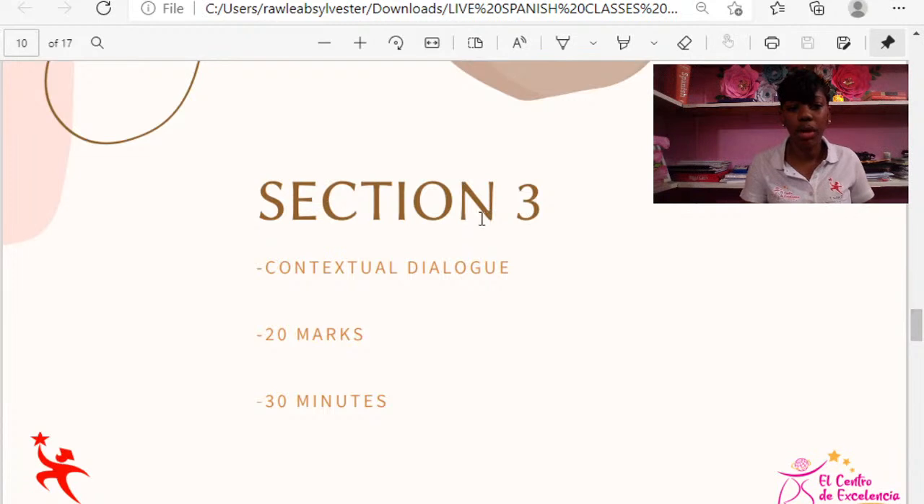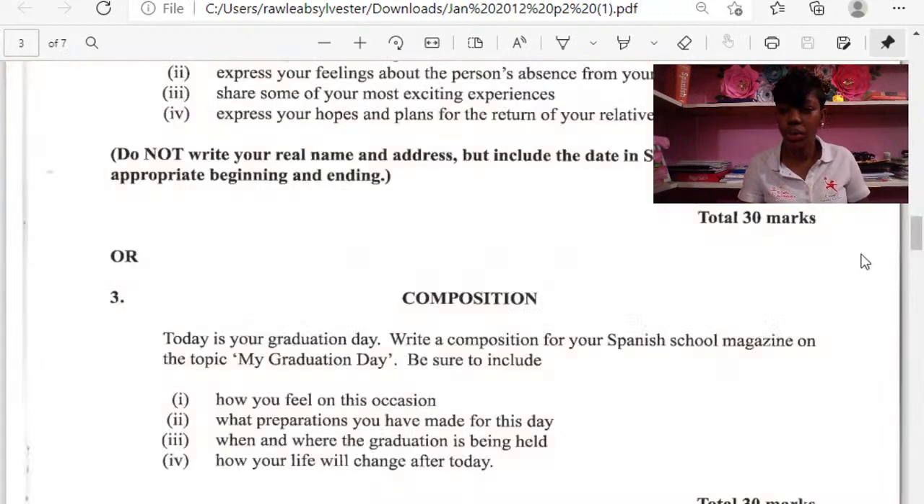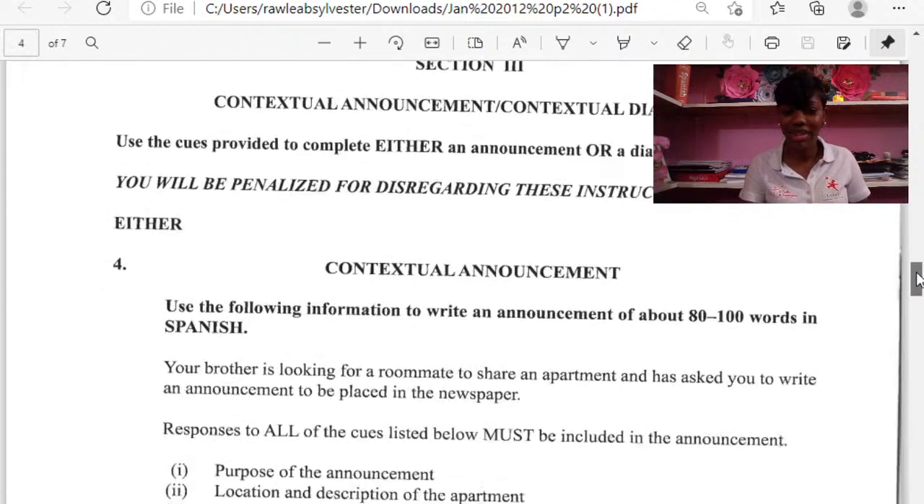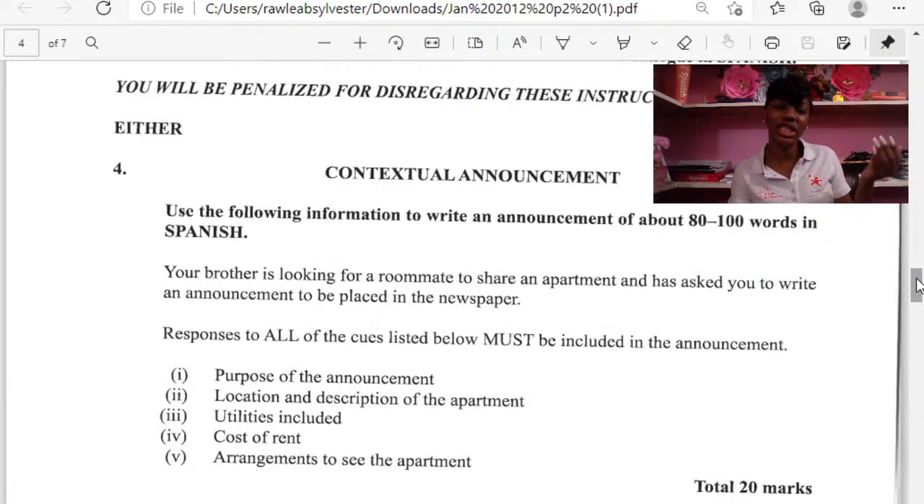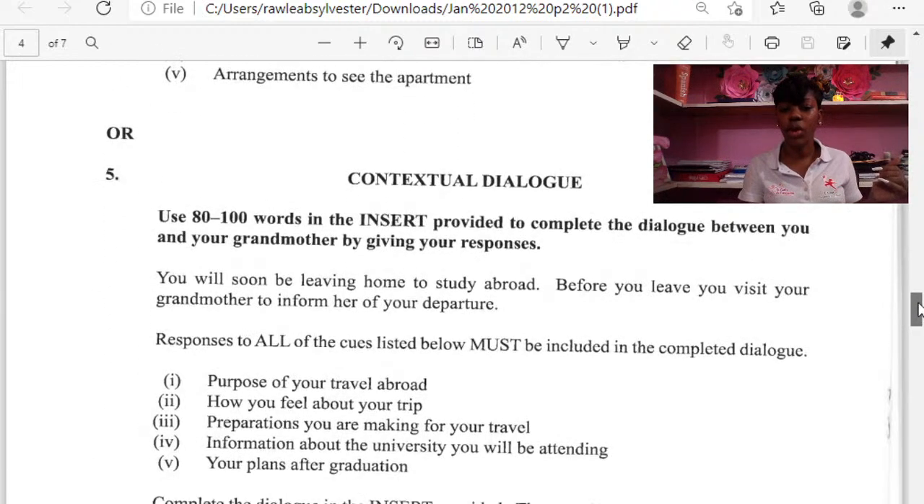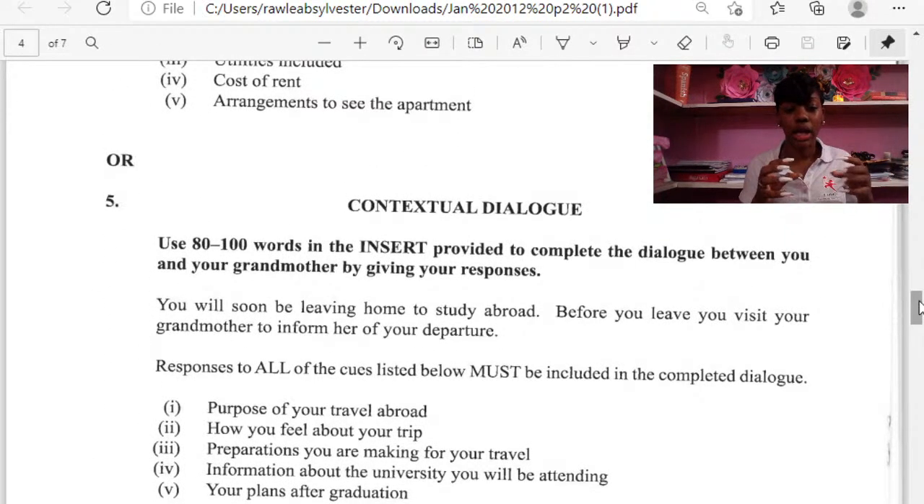Right now, let me bring up one for you. So we're going in between the slides and the past papers. This is the January 2012 past paper. For the contextual dialogue, in this one, you are given 5 clues to answer, but your word limit is 80 to 100 words. Generally, you could go 10 words below, 10 words above, so you could go 70 to 110 words. That is the word limit that you are allowed.